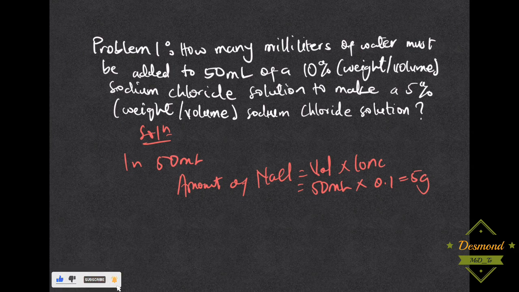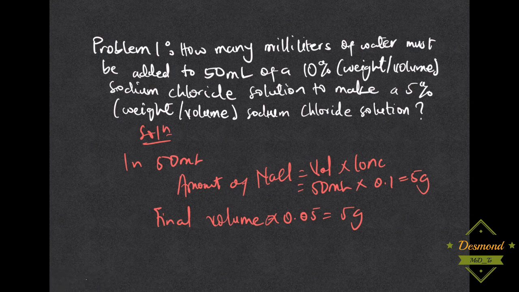to have the same amount of NaCl in the 5% solution. So our final volume multiplying 0.05 will give us 5 grams, right? Now we need to find our final volume, so we just make the final volume the subject.